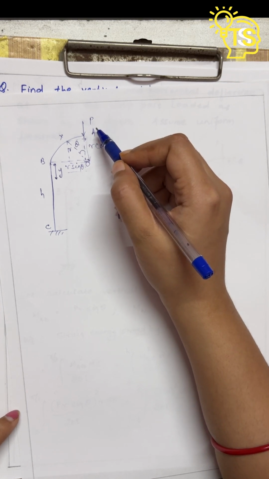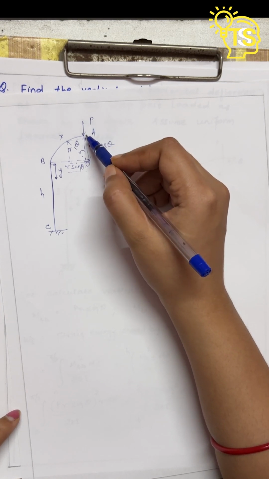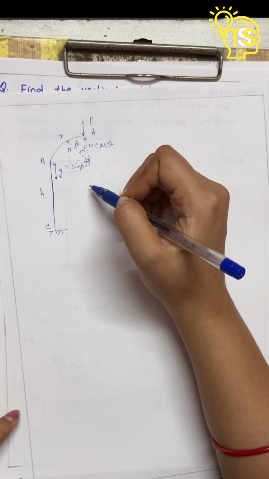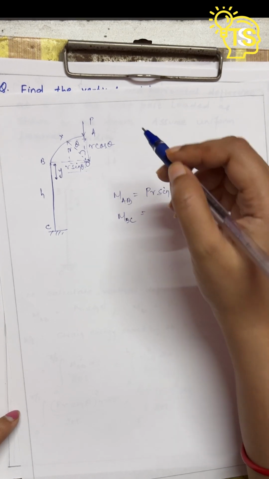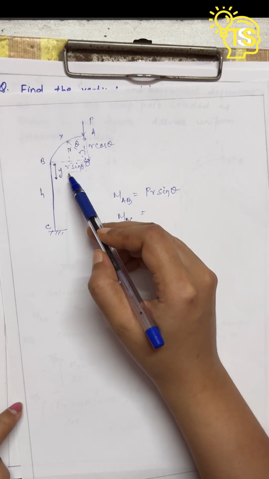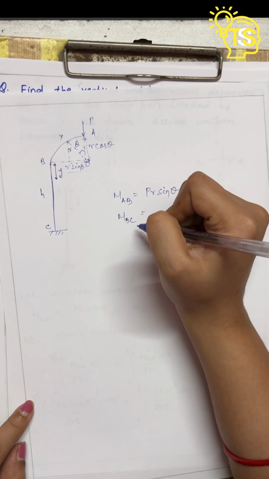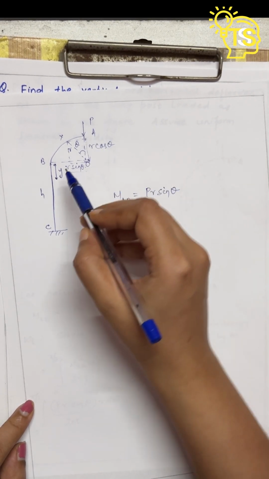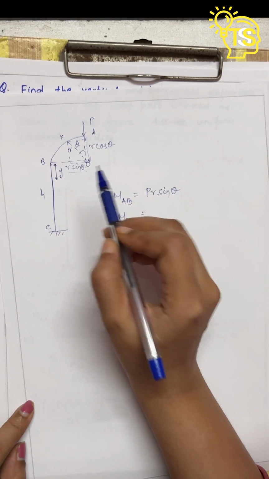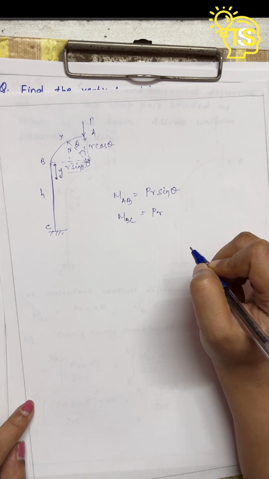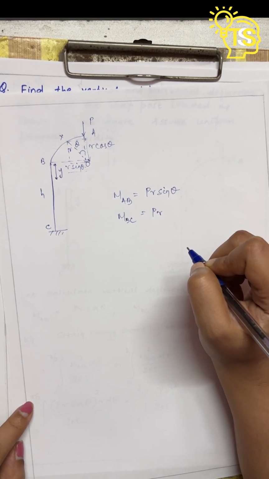The moment AB will be point load P into perpendicular distance, that is r sin theta. So the moment AB will be P r sin theta. Now the moment BC will be point load P into the total distance, that is r. Here the moment will be PR. Now let's calculate the strain energy.